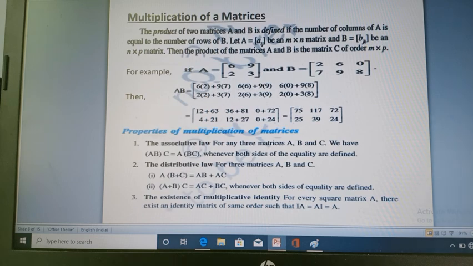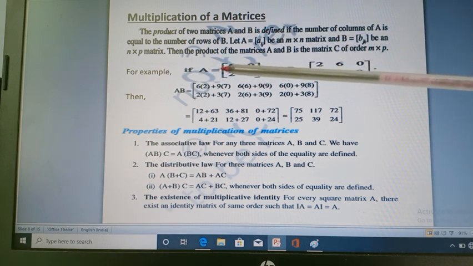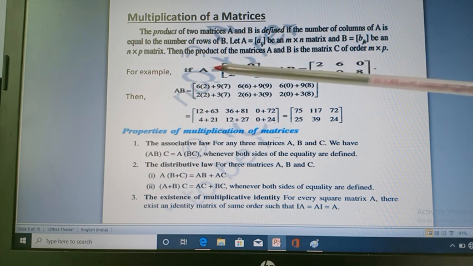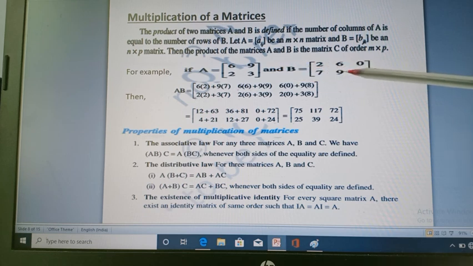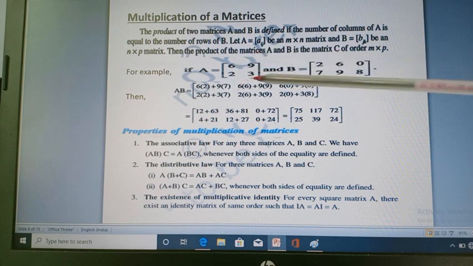Now students, it is very important to know how two matrices can be multiplied. Two matrices can be multiplied when the number of columns of the first matrix is equal to the number of rows of the second matrix. You can see in the example we have taken two matrices. Matrix A has order 2 by 2, and matrix B has order 2 by 3. So the number of columns of A is 2 and the number of rows of B is 2. So these can be multiplied.